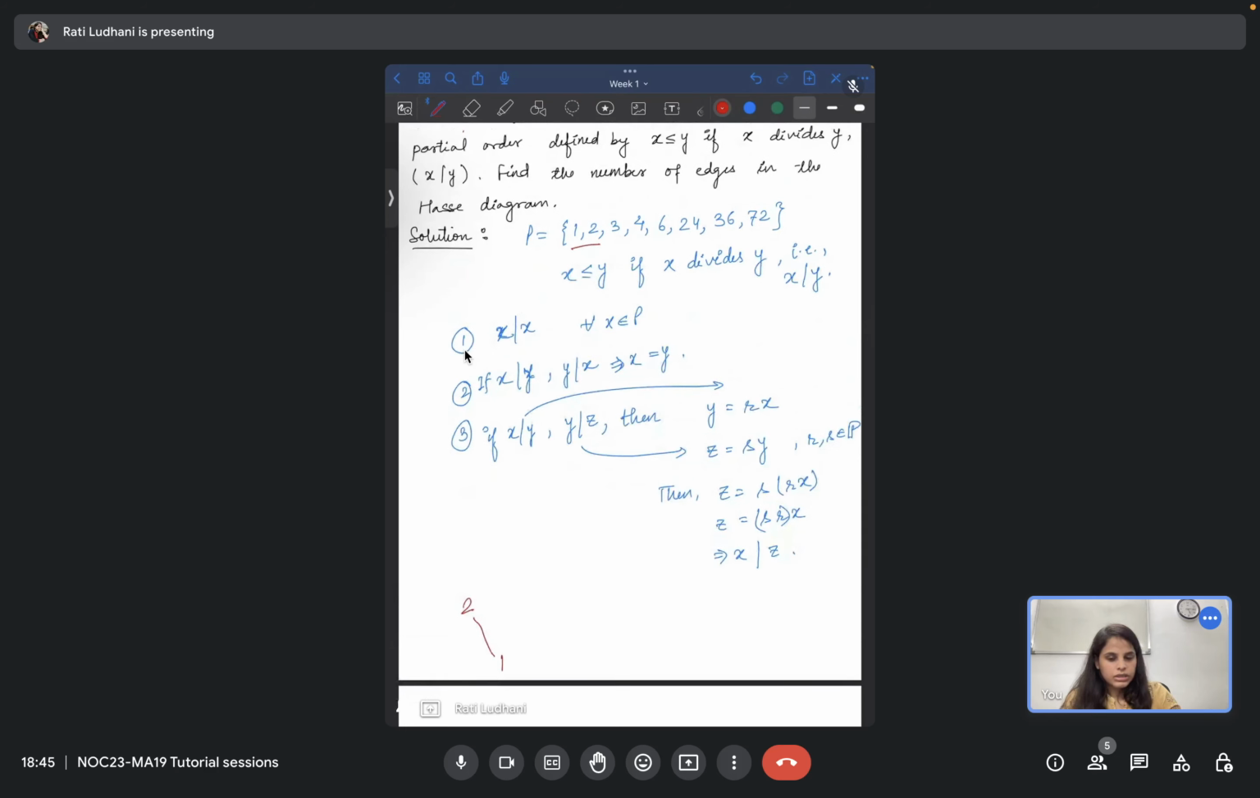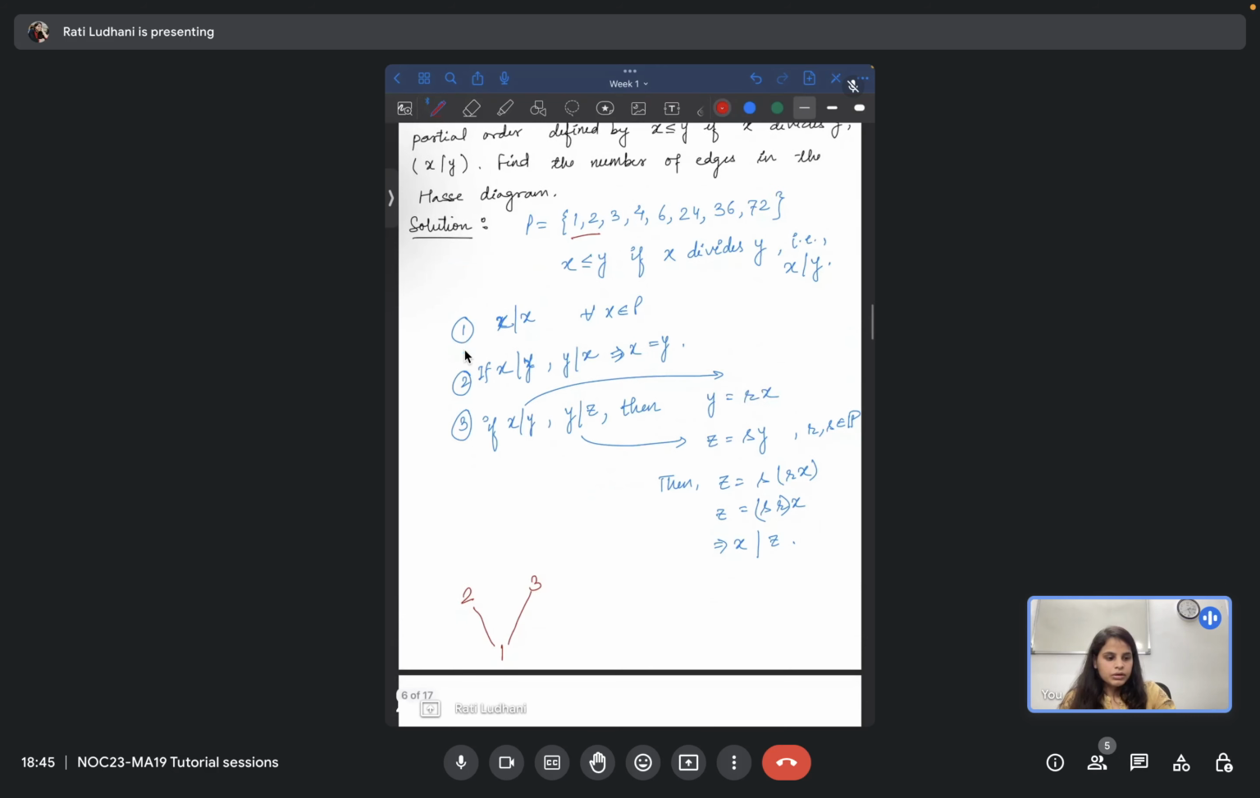And now what about 3? 3 is not related to 2, so you can write it here. And between 3 and 1 there is no other number, because this is a prime divisor. If you divide 3 by 1, you will get 3, so there will be no other element. And it should belong to P. That is also a condition. Is that okay?